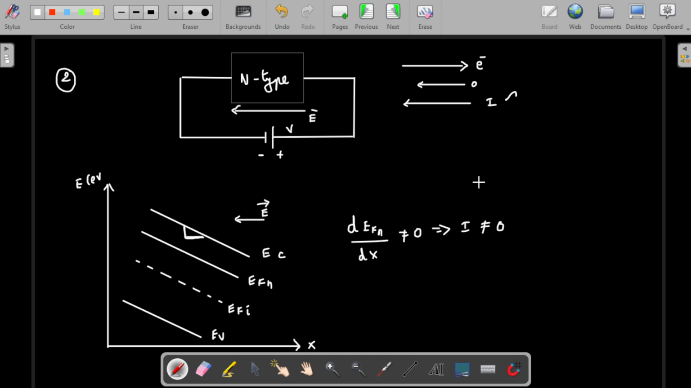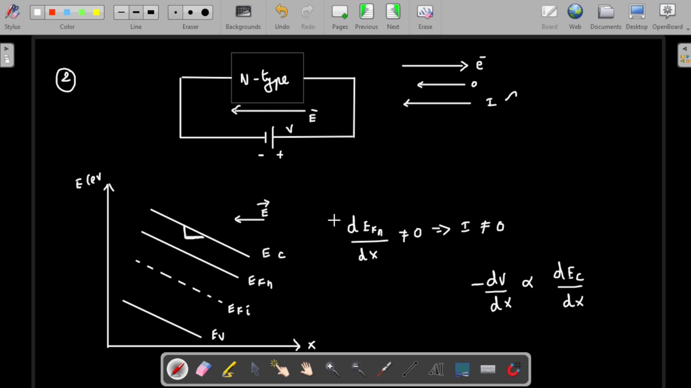This gives a wonderful statement: minus dV by dx, the change in voltage, is directly proportional to dEc divided by dx. We can see the negative sign, which indicates that the electric field will be in the opposite direction to the energy level change. If the energy level change is in this direction, then the electric field, the voltage change, will be in the other direction.